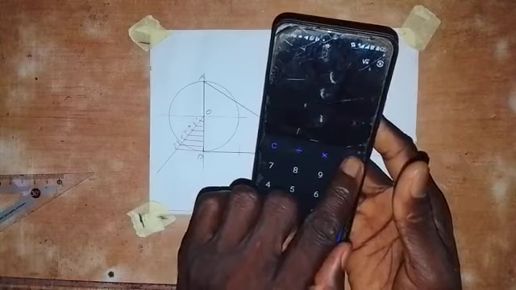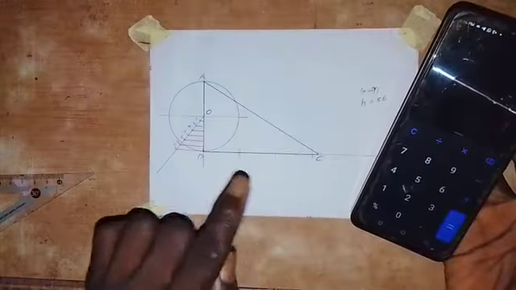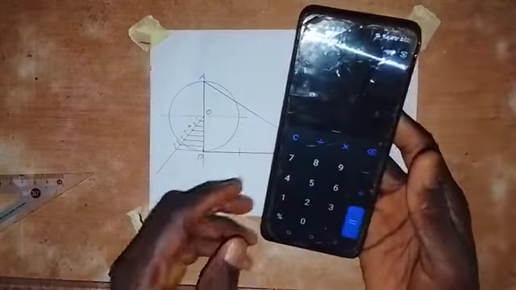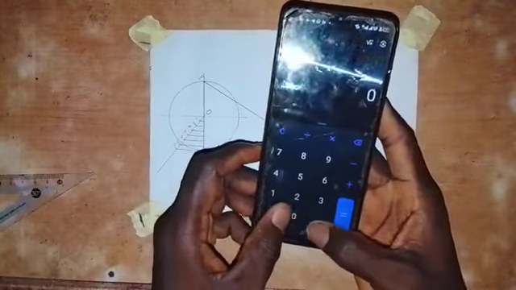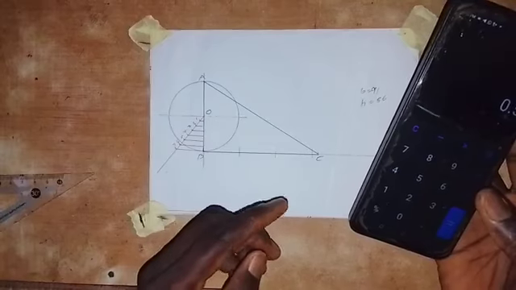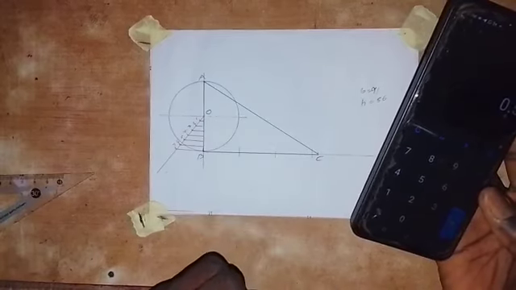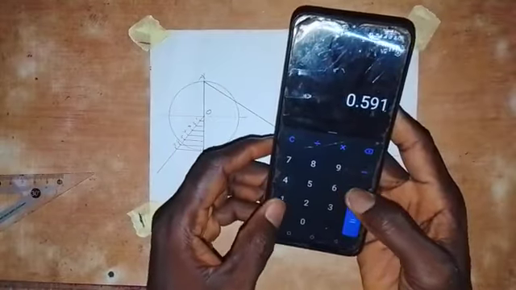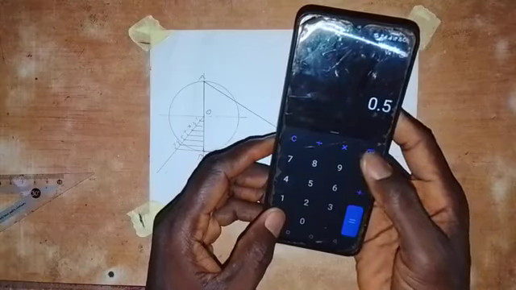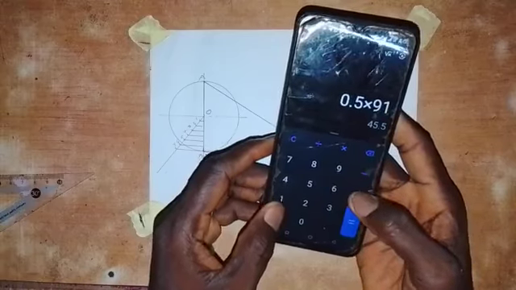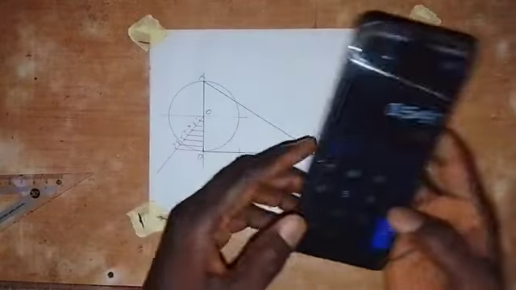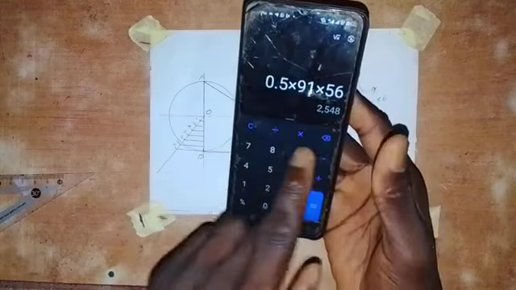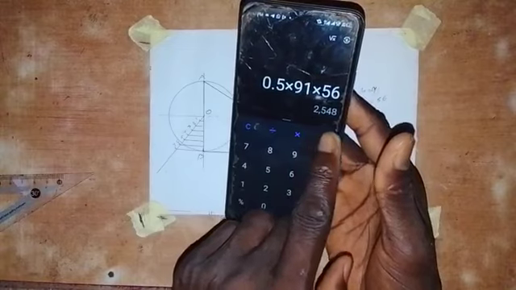Then let's calculate the area of this triangle. Area of triangle is half base times height. So let's work that out. Half is 0.5, times the base of the triangle, that is 91, then 91 times 56. So here we have times 56. So what we have here is 2,548.